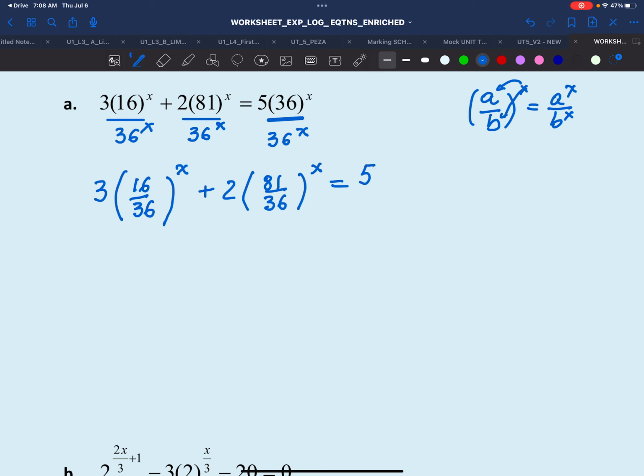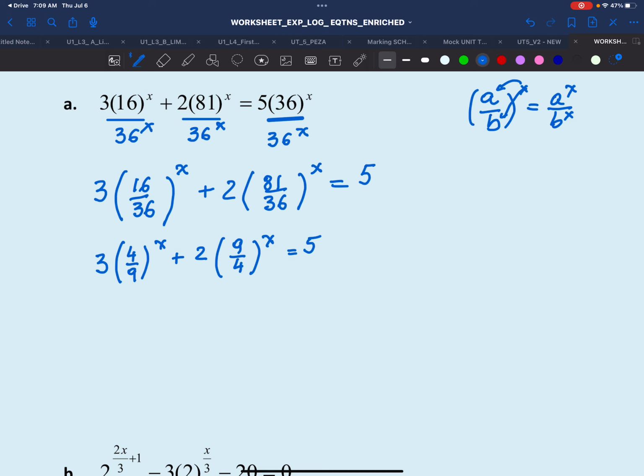Let's simplify each base. As you can see, they are reducible. 16 over 36 have a common factor of 4. 16 over 4 is 4, and 36 over 4 is 9. So we have 4 over 9 to the power of x, and then plus 2. Let's take a look at this: 81 has a factor of 9, and 36 has a factor of 9, so we can reduce the fraction by 9. That gives 9 over 4 to the power of x equals 5.